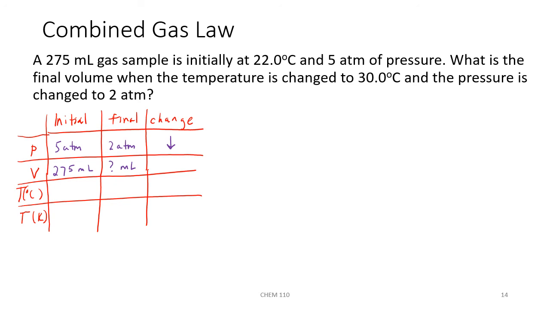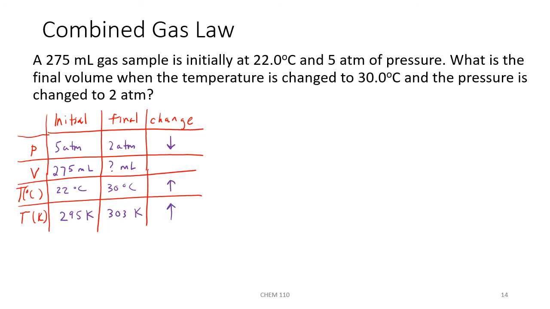Our initial temperature is 22 degrees Celsius. Our final temperature is 30 degrees Celsius. So we're going to add 273 to each of those to get our initial and final temperatures in Kelvin. So 22 plus 273 will be 295 Kelvin, and 30 plus 273 will give us 303 Kelvin. So our temperature is increasing and our pressure is decreasing.